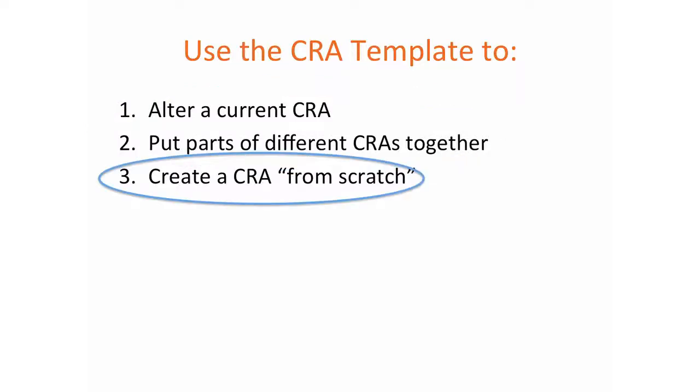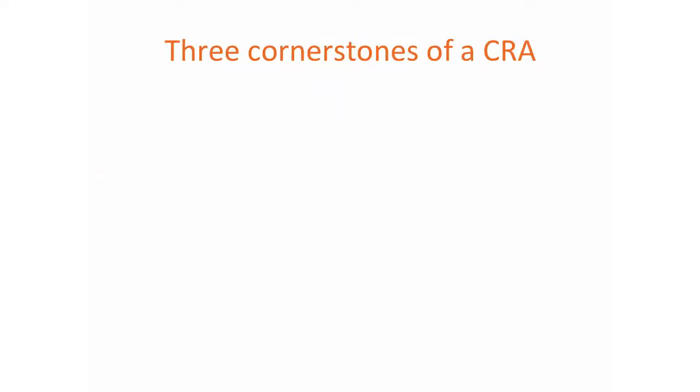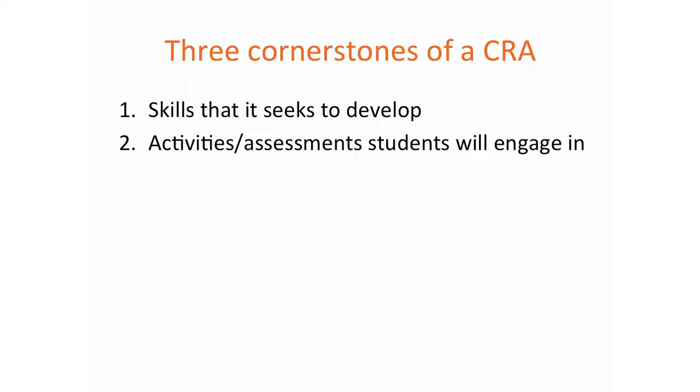If, however, you wish to create a CRA from scratch, we would like to offer you a strategy for approaching this. Just like any good lesson plan, there are 3 cornerstones around which a CRA is constructed. The skills it seeks to develop, for example, working collaboratively, critical thinking, and intellectual curiosity. The activities and assessment students will engage in, for example, some individual reading, a group presentation, and a brief essay. And the content or topic that frames it, for example, the Cold War, logarithmic functions, or cell structures.